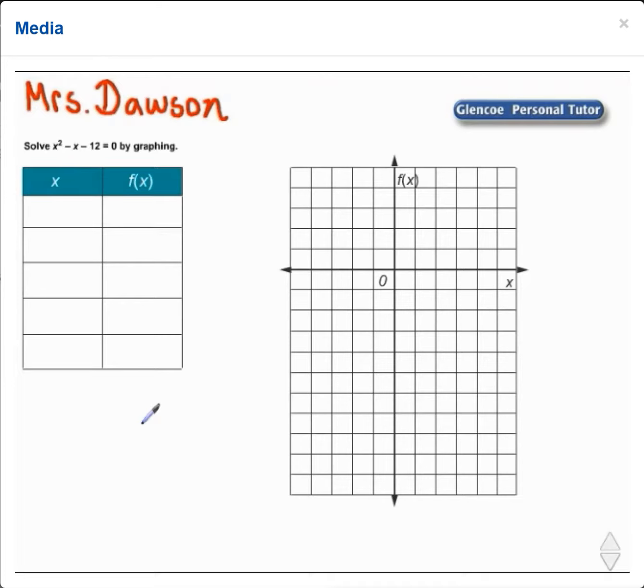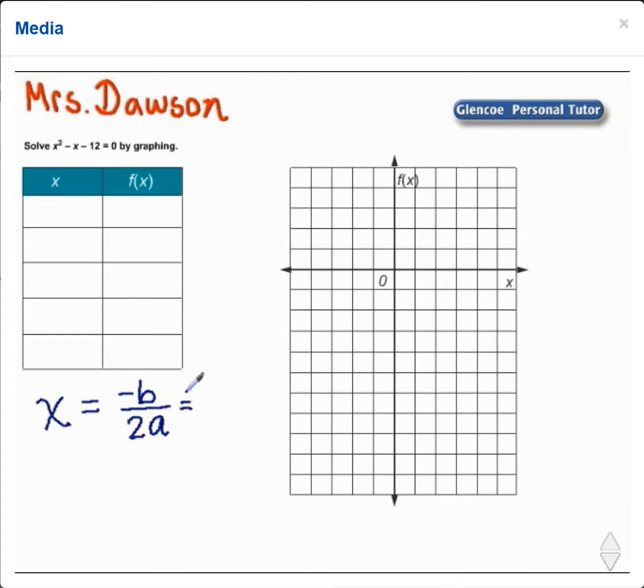Solve x squared minus x minus 12 equals 0 by graphing. In order to graph this quadratic equation, it's nice to have the axis of symmetry. So the equation for the axis of symmetry is x equals the opposite of b divided by twice a.